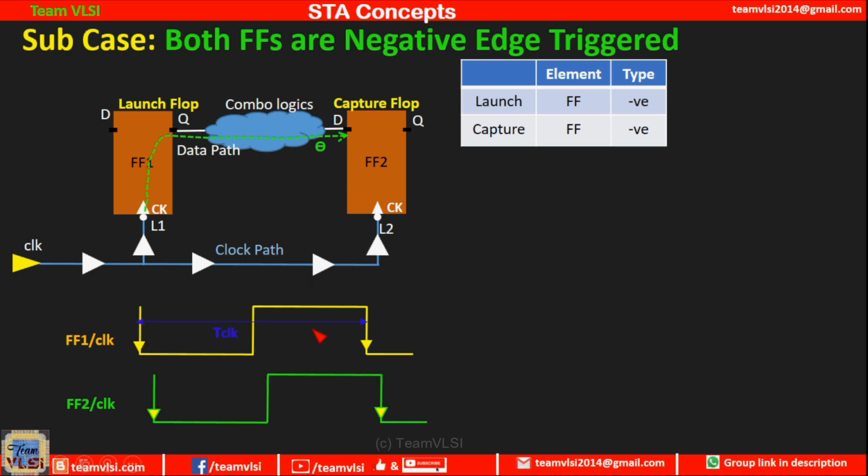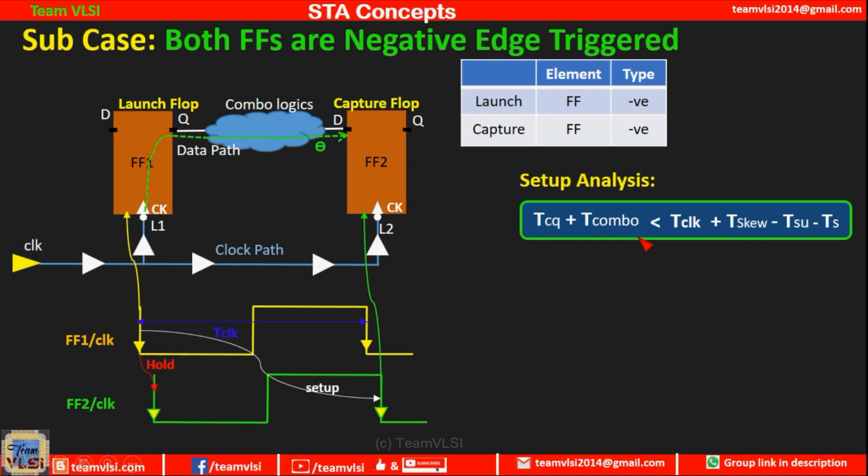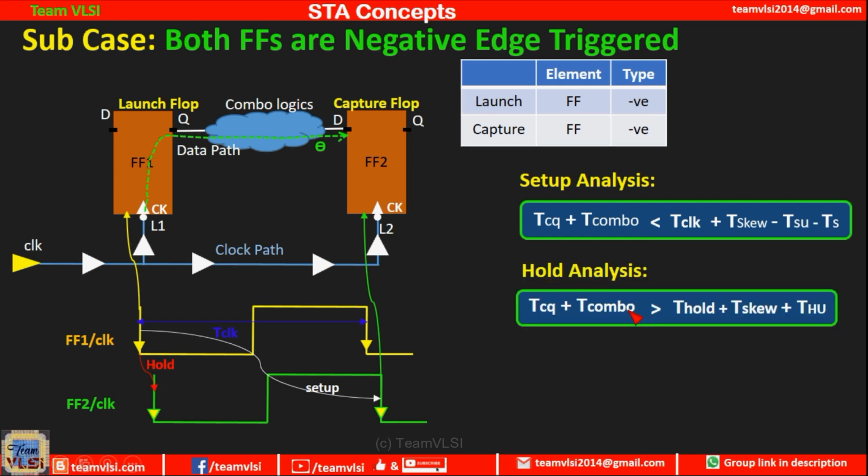Data will be launched by this falling edge, and captured by the next falling edge. So setup analysis will be done between these two edges, and hold analysis will be done between these two edges, right? The setup analysis equation is not going to change from what we previously discussed, and similarly the hold analysis equation is going to be the same as previously discussed. The only thing is that data will be launched and captured on the negative edge of the clock. That's the simple case.